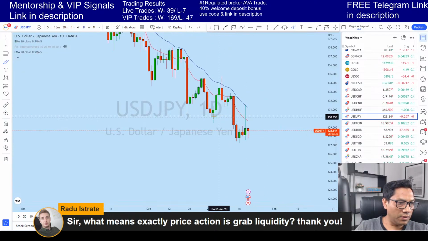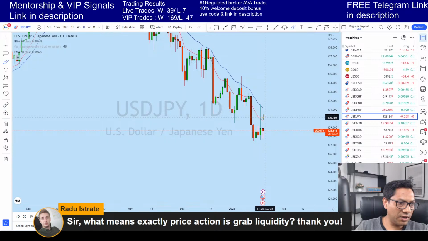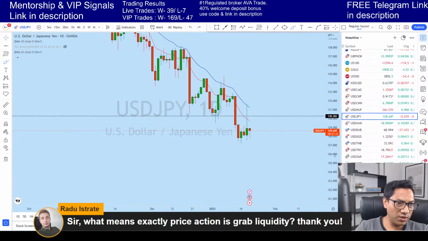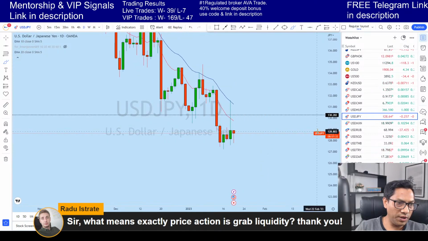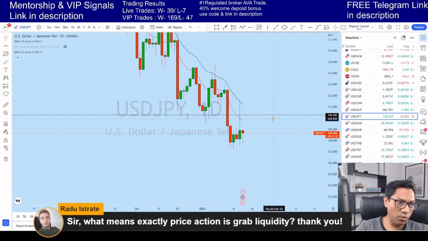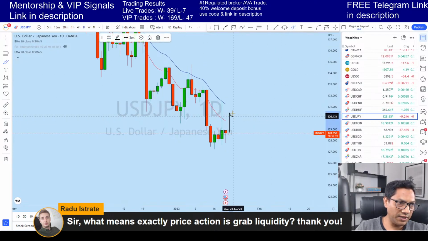Now that support is being turned into resistance, this 130.28 could be a very good place where you might see that dollar yen has gone up, tested, created a lower high, and then we might see that dollar yen again coming back down, okay.